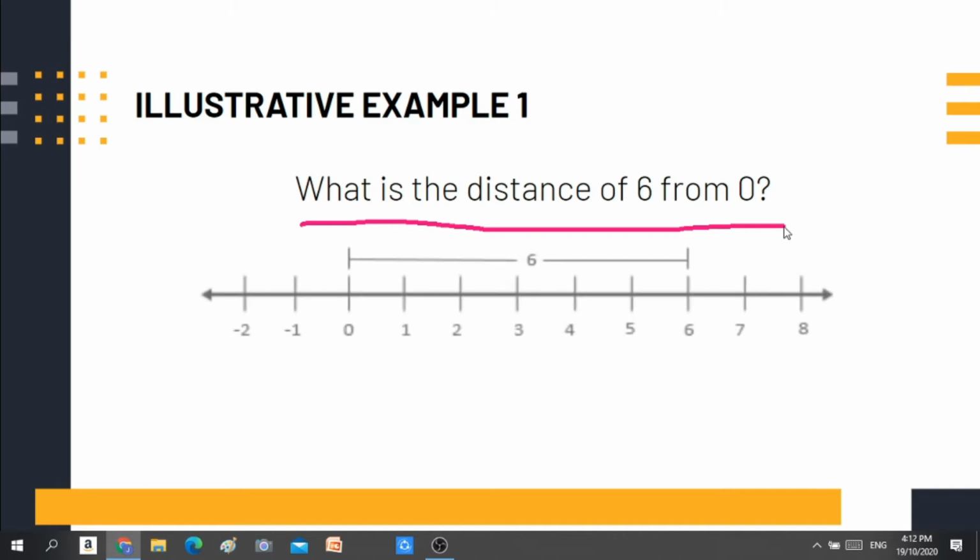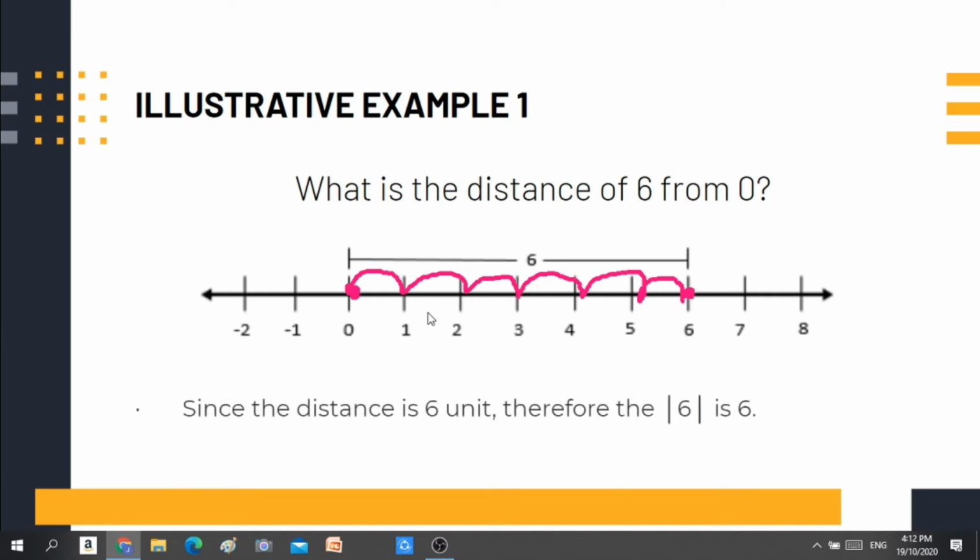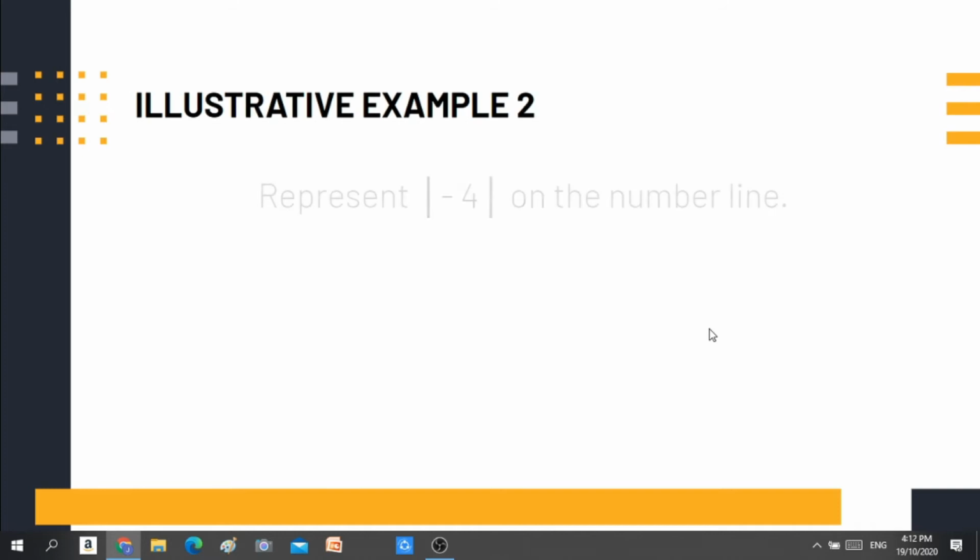Representing this in a number line, we have here 0, and I have here my 6. Now, how many units are there from 0 going to 6? So we have 1, 2, 3, 4, 5, 6. So meaning to say may 6 tayong units, the absolute value of 6 or positive 6 is positive 6. Okay? Next, illustrative example number 2. Nasa module nyo din to. Represent negative 4 on the number line.